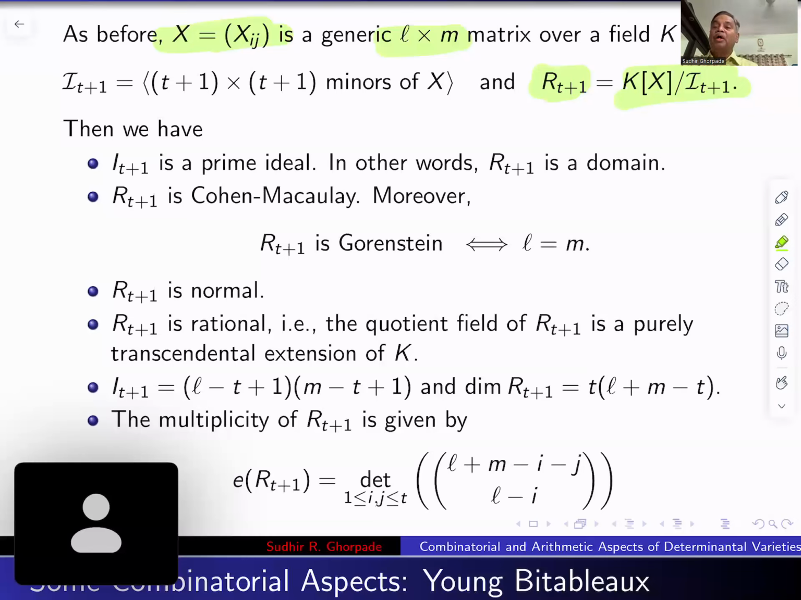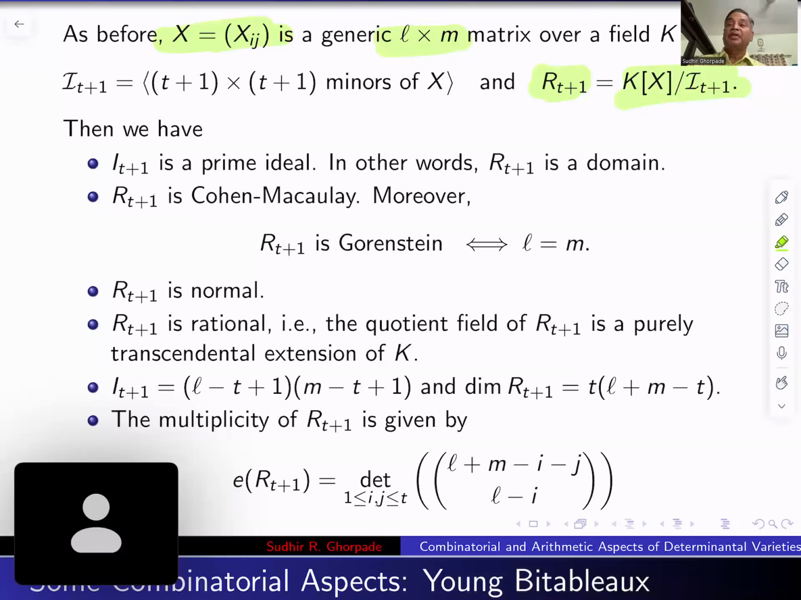So R_{T+1} is normal. That is to say, it is integrally closed in its quotient field. Yet another nice property is that it's a rational variety. By that I mean that it's an integral domain, but if I look at its quotient field, then that quotient field will naturally be a field extension of the base field K. And as a field extension, it is a purely transcendental extension. So in a sense, points on the determinantal variety can be rationally parameterized.